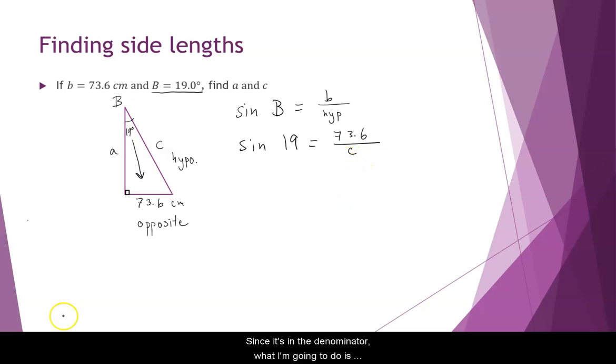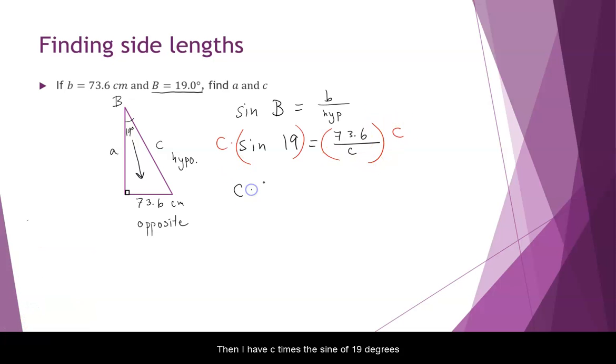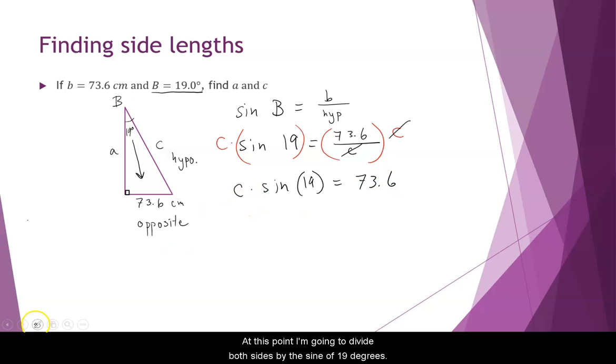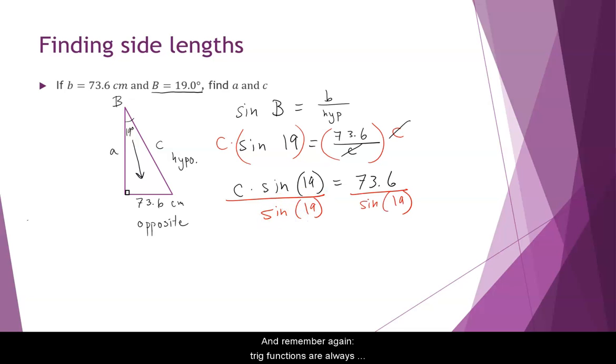Since it's in the denominator, what I'm going to do is multiply both sides by c. Then I have c times the sine of 19 degrees equals 73.6. At this point, I'm going to divide both sides by the sine of 19 degrees. And remember again, trig functions are always acting on an angle. I can't divide sine and 19 degrees. I have to divide the sine of 19 degrees. This becomes c equals 73.6 over the sine of 19, which is something that I can do on my calculator.